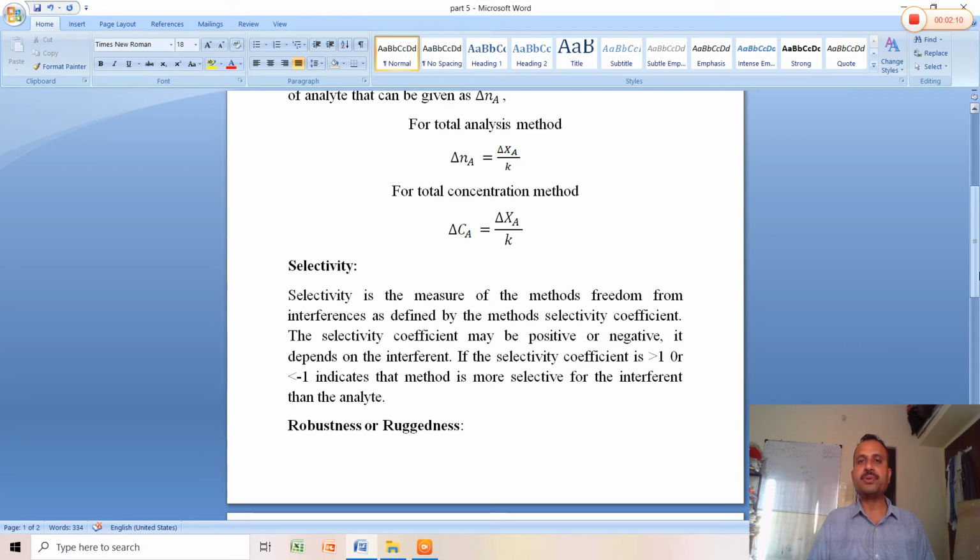If the selectivity coefficient is greater than 1 or less than minus 1, it indicates that the method is more selective for the interferent than the analyte. If the selectivity coefficient is between these limits, in the range of minus 1 to 1, then we can say the method is more selective for the analyte.